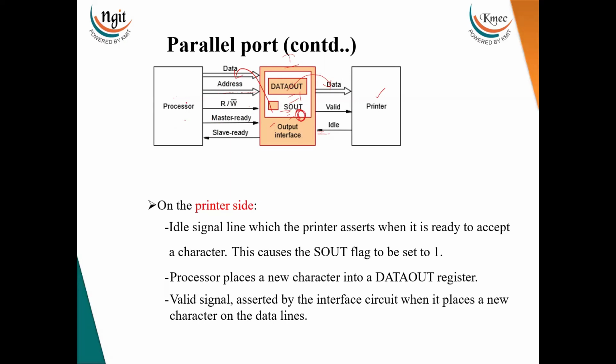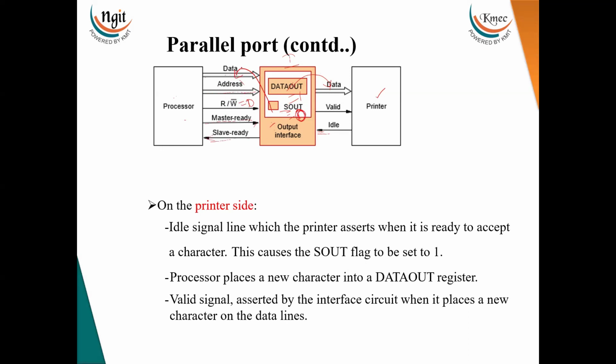Thereby the processor will place the data on the data bus and the address on the address bus at the same time. And also it will place the write instruction. Meaning, for read it will place 1, for write it will place 0. So write 0 means what? 0 bar becomes 1. So the processor will place these three at a time. And after decoding the address, it will place the master ready signal. After receiving the master ready signal, the interface will send the slave ready signal to the processor.